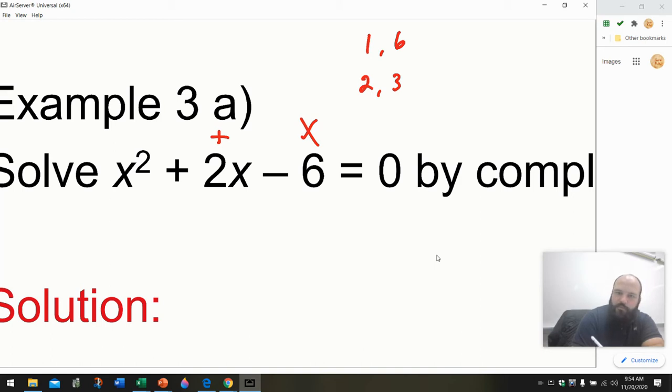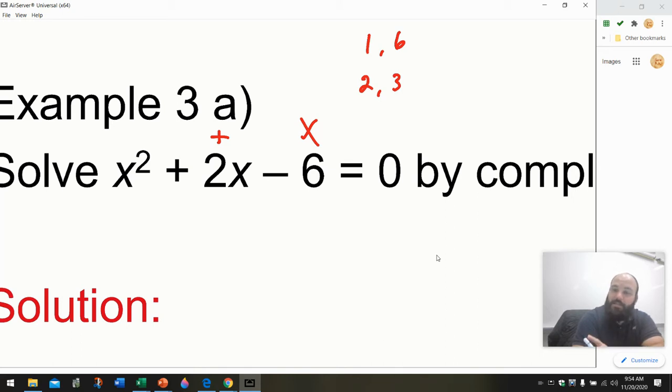And if you go through the different options here, negative 1 and positive 6, that would be 5. Positive 1 and negative 6, that'd be negative 5. Or negative 2 and positive 3, which would be 1, or 2 and negative 3, that would be negative 1. None of those are going to work. Okay, so this particular equation, as it sits, is not factorable.